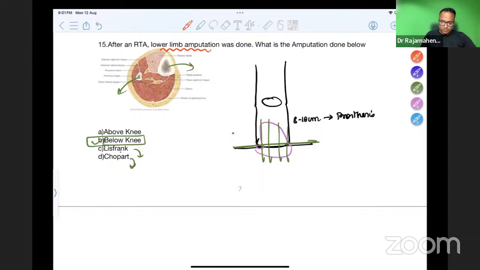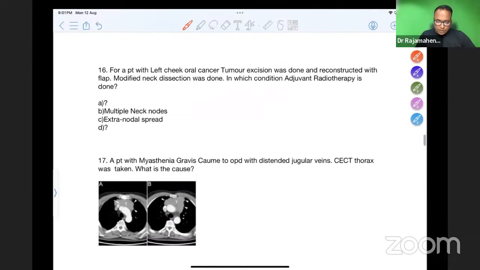limb amputation related concept. For a patient with a left cheek cancer, tumor excision was done and reconstructed with a flap. Modified neck dissection was done. In which condition is adjuvant radiotherapy done? See, this is a classical question again. Again, a concept on oral cancer. See, I always used to tell, when it is a surgery paper, 50% will be onco surgery questions. So onco surgery related concepts.